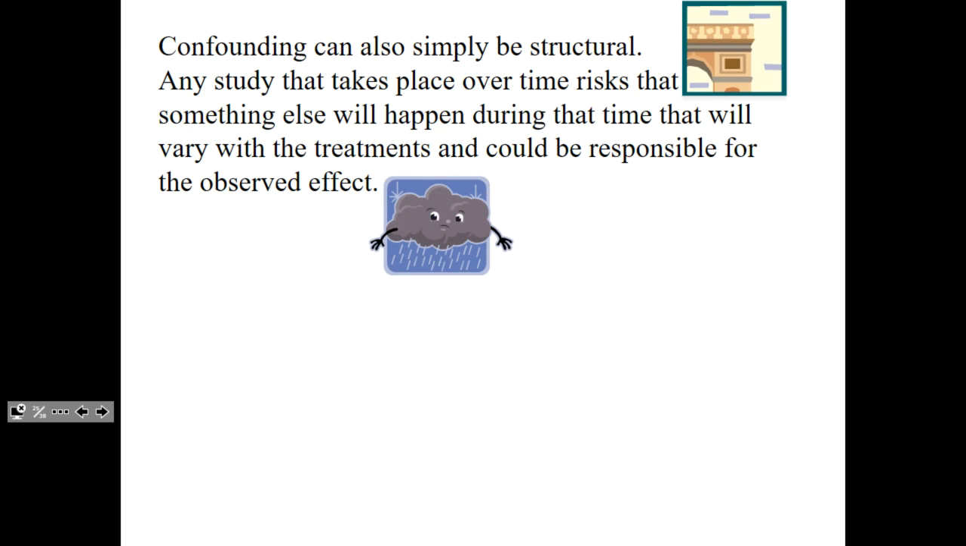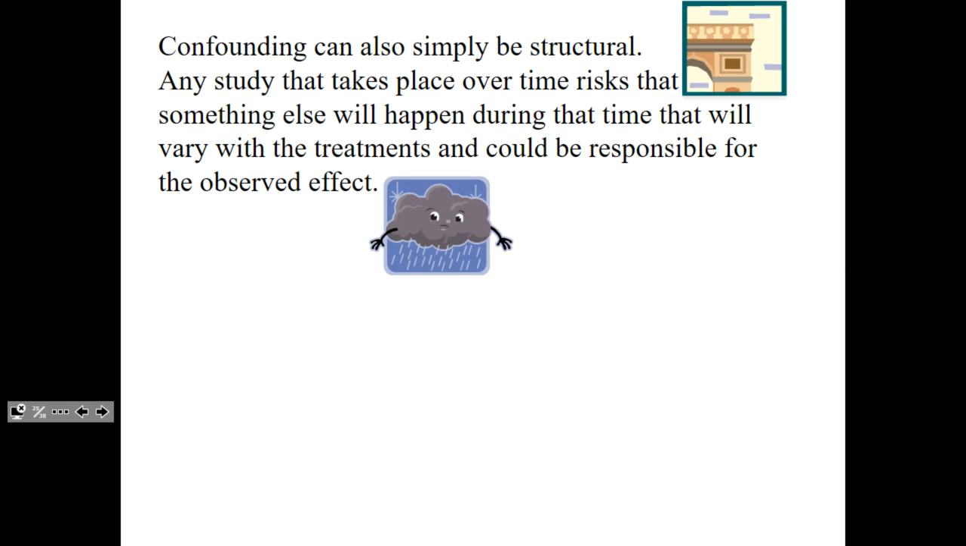Now, confounding can also be structural. Anytime a study takes place over some period of time, there are risks that things can happen during that time that will change a treatment or could cause a change responsible for the observed effect. So let's say Netflix wants to run a subscription drive, and they're going to do a marketing thing in order to try and get more people to sign up. But then after they start it up and they have their different groups, some are being advertised to, some aren't, a large group of bad weather rolls in. A bunch of storms shows up. We get a lot of rain over a prolonged period of time.